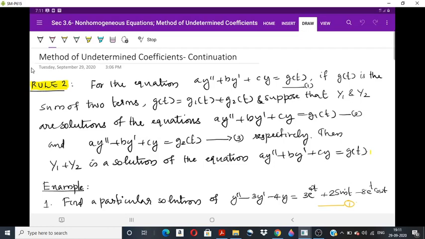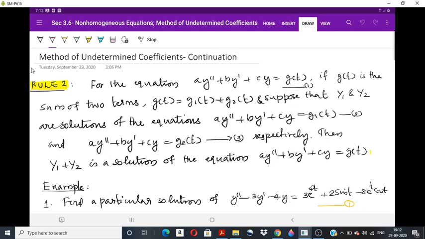In the last lecture, we were discussing the method of solving non-homogeneous equations. We have seen that the general solution of the non-homogeneous equation is the sum of the general solution of the corresponding homogeneous equation and the particular solution of the given non-homogeneous equation.